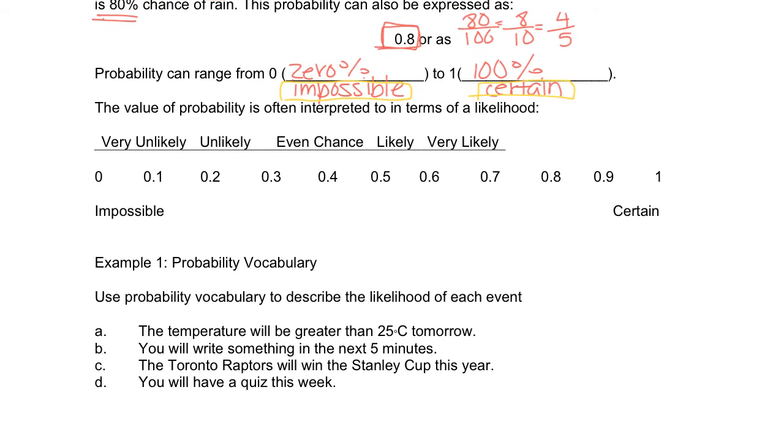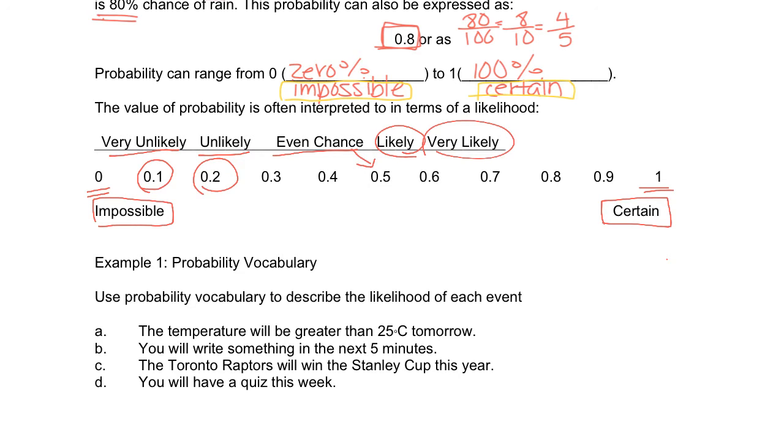So let's take a look at this scale here. We're looking at 0%, which is impossible, all the way up to 100%, which is certain. Everything else in between, so here's 10%, 20%, etc., stand for very unlikely, unlikely, even chance in the middle. Even chance is 50-50. And then we go on to likely and very likely at the end. So I would say 80 to 90% is very likely, even chance is at 50, and very unlikely and unlikely are between 0 and 40%.